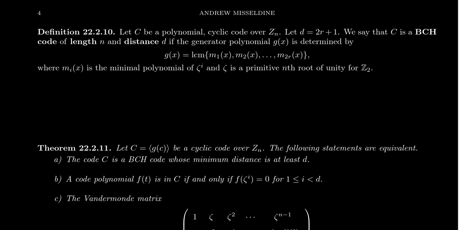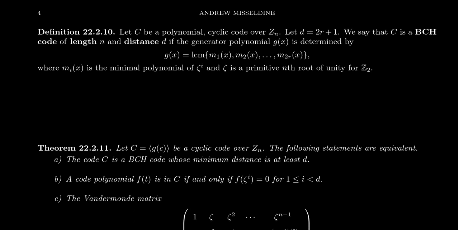So D is going to be our minimal distance of the code. And why does r matter here? Well, we've seen previously that if your D equals 2r plus 1, that means you can correct r many errors. So that's the significance here, that if D equals 2r plus 1, you have r level of correction of errors inside your code, okay?